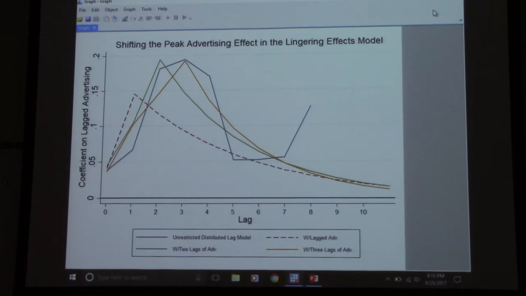If we know that 90% of an ad is going to die off in a couple of days, then we shouldn't wait a month to run another ad. If we think, oh, it lasts a month, well, it might last a month with your unrestricted model, but maybe we're saying that 90% is dying off after, like I said, a couple of days. So help the firm optimize its advertising expenditures.